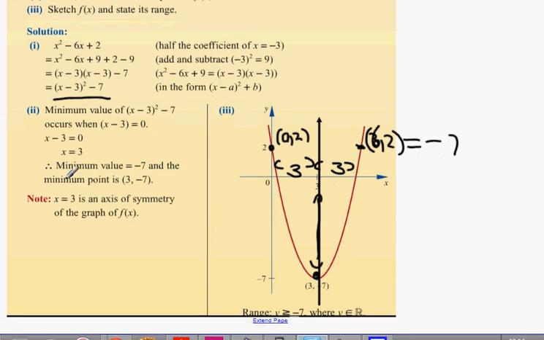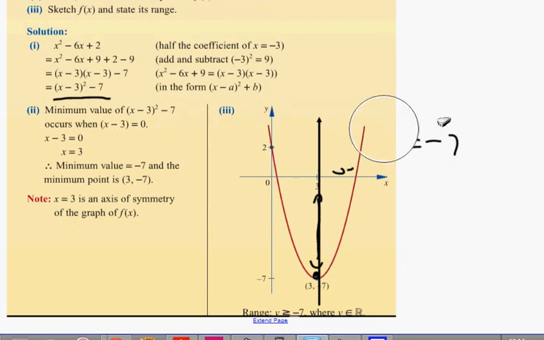Alright, guys. Now, we've got to state its range. What is its range? A range is all its possible values. What value can y not go underneath?